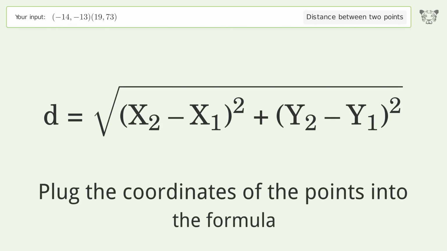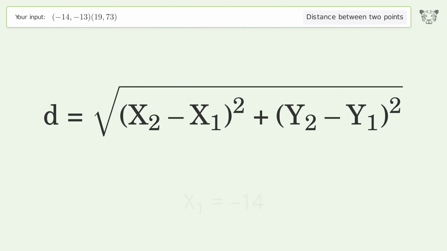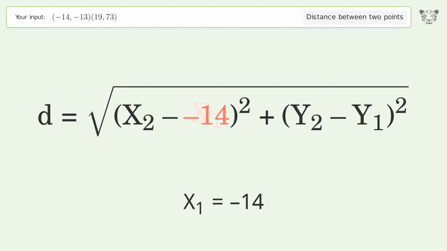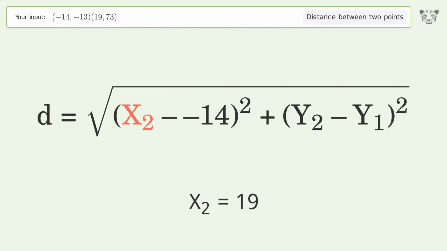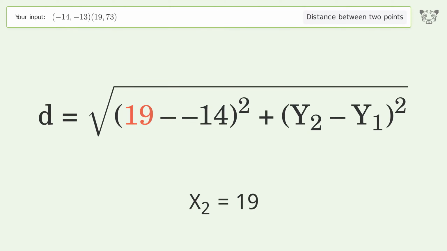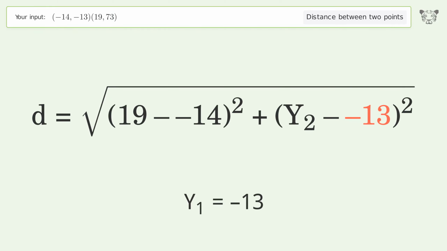Plug the coordinates of the points into the formula. x1 equals -14. x2 equals 19. y1 equals -13. y2 equals 73.